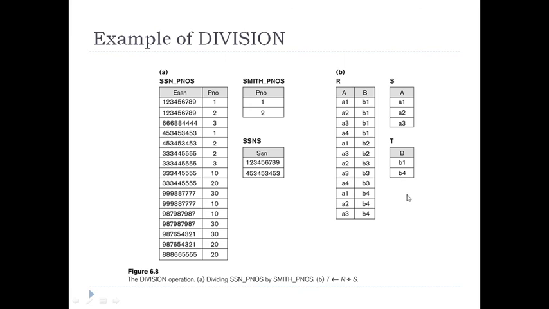Now, for example, if you want to find out whether an employee is working on all the projects controlled by department 3, in that case what you can do is take the project numbers which are there in department 3, and then the employee SSN and project number from the project table to the division operation. So in such queries you can use the division.